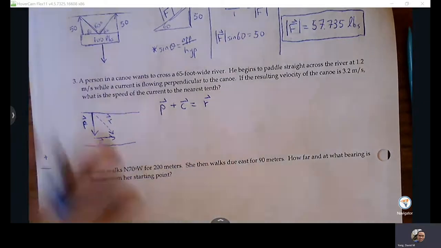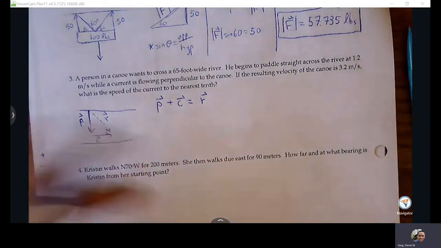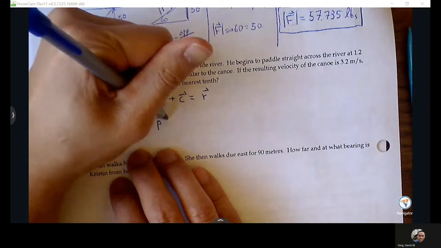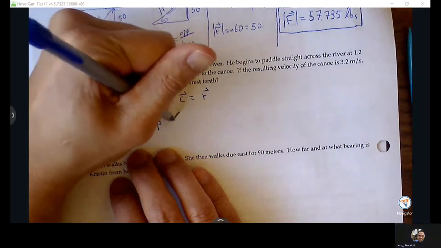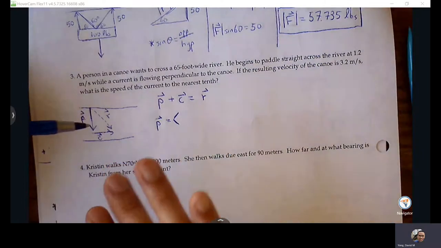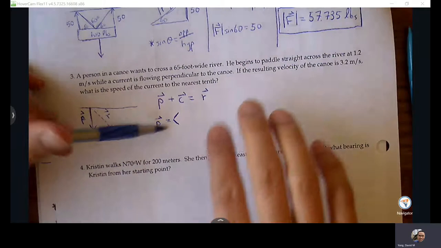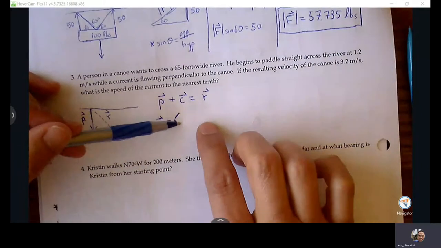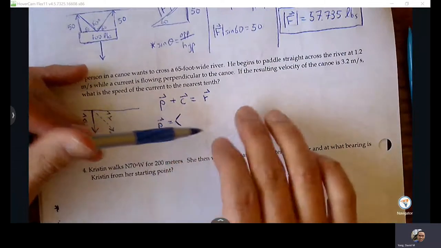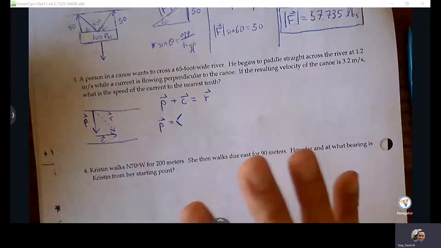So for me, I just like to put everything in component form. It just feels like I can do the same thing for every problem. So here's my person vector. Now, it'll all work out anyway. If you decide that you're moving left and right and the current's perpendicular, it'll all work itself out. Even if you're not drawing it this way and your components or signs are different, as long as you're consistent, we're all going to end up with the same answer.